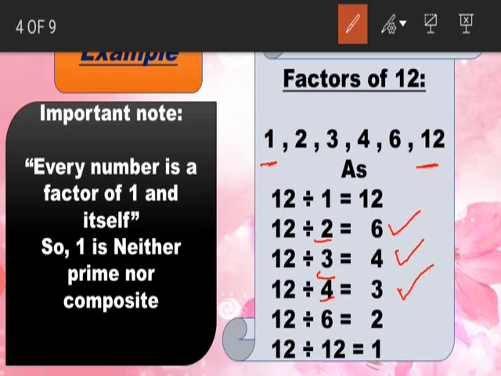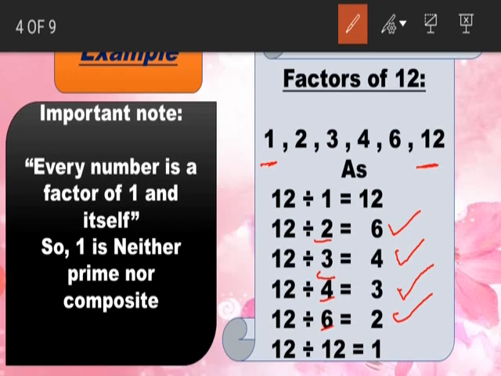Now, what comes next? The next number is 6 and we have to look at whether 12 is a multiple of 6. Yes, because 6 2s are 12. 12 is a multiple of 6. So 6 is a factor of 12. Yes, 6 is a factor of 12.